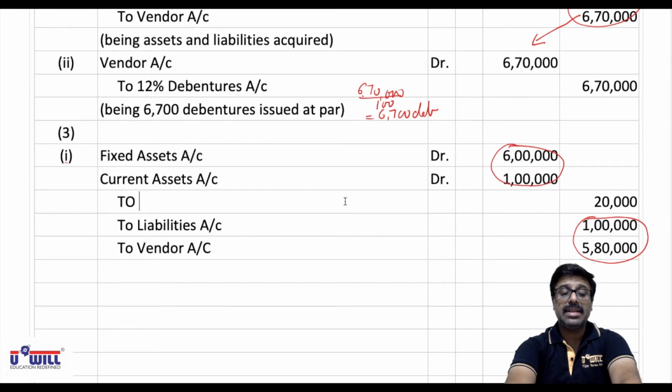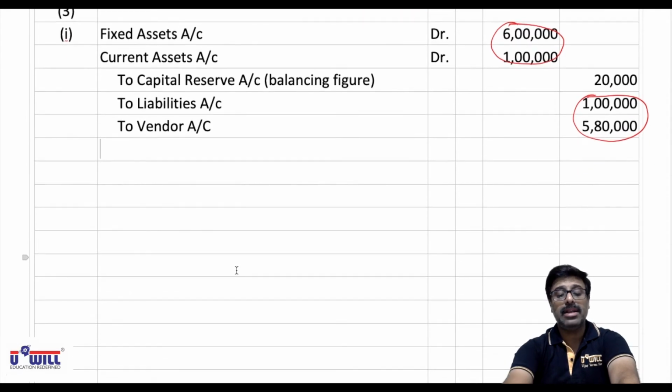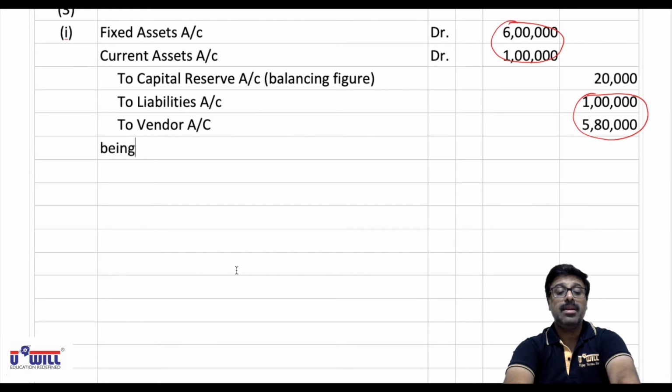Since it remains in credit column, you'll write it as to capital reserve account, in bracket balancing figure. So this shortcut is what you can follow. Balancing figure in debit column, goodwill; credit column, capital reserve. Being assets and liabilities acquired.